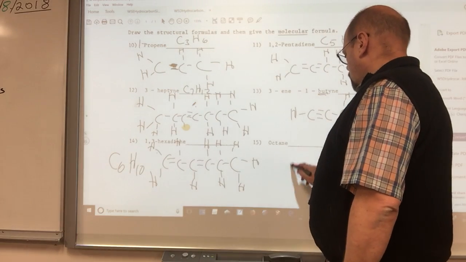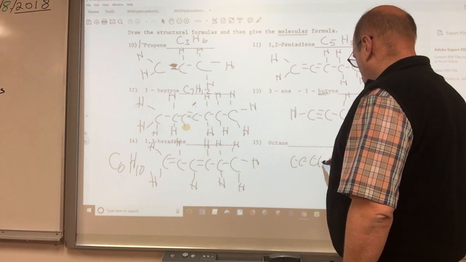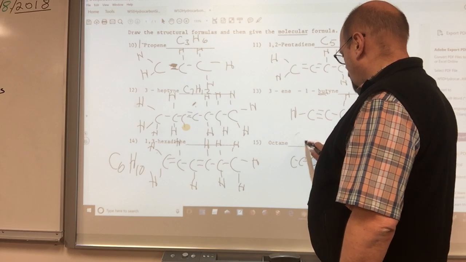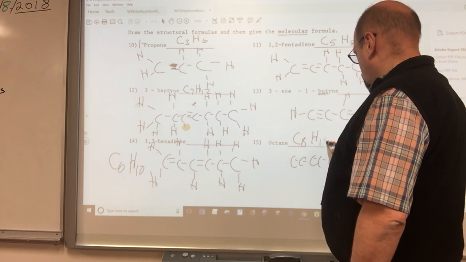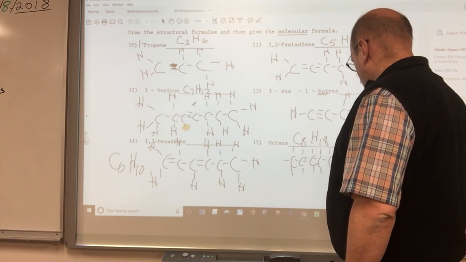Okay, octane's the last one. You got 8 carbons, 3, 4, 5, 6, 7, 8. All of them have hydrogens all around, so this is a C8. Double that number plus 2, so that's C8H18. I'm just going to put the sticks on so that you see those. Okay.